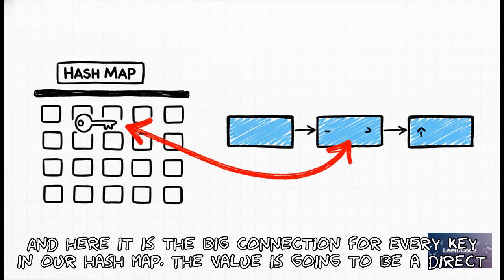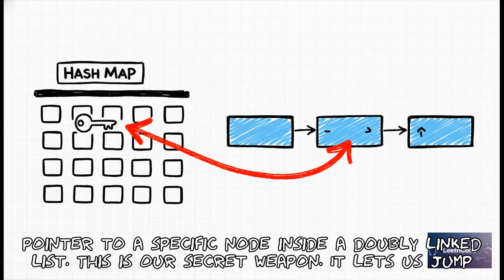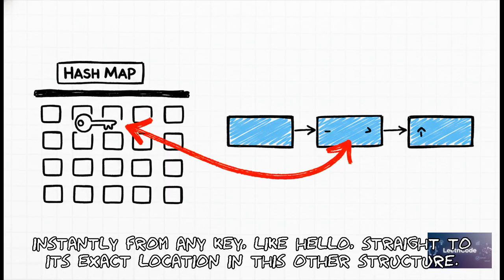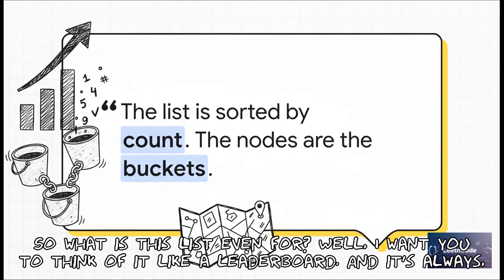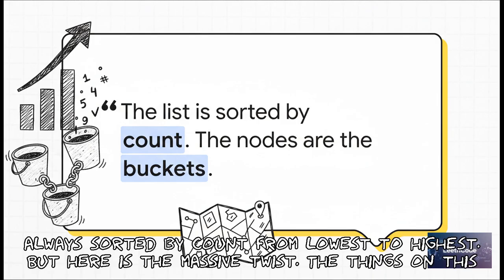And here it is, the big connection. For every key in our hash map, the value is going to be a direct pointer to a specific node inside a doubly linked list. This is our secret weapon. It lets us jump instantly from any key, like hello, straight to its exact location in this other structure. So what is this list even for? Well, I want you to think of it like a leaderboard, and it's always sorted by count, from lowest to highest. But here is the massive twist.